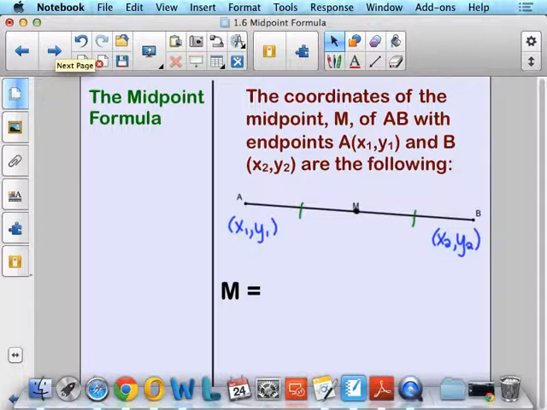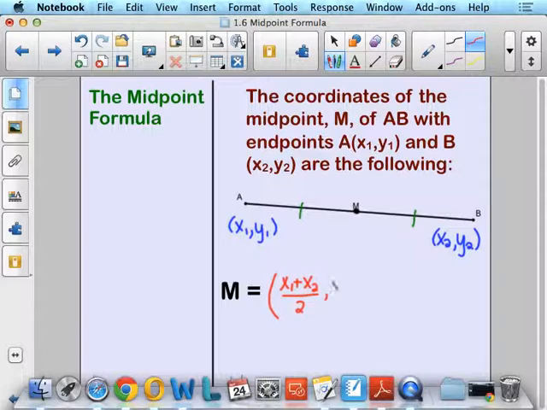Okay, so the formula you're going to have to know for midpoint, M is equal to (x1 plus x2 divided by 2, y1 plus y2 divided by 2). It is a coordinate point, so make sure you have parentheses and then the comma in the middle.